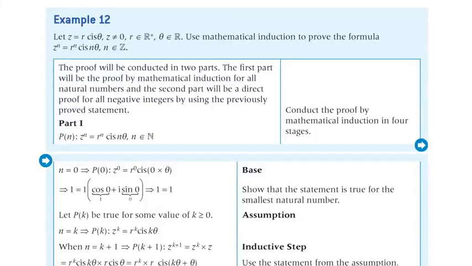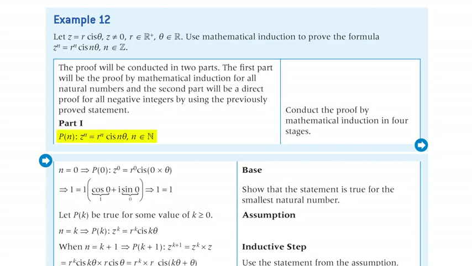This formula works for all integer values of n, so the proof will be conducted in two parts. The first will be the proof by mathematical induction for all natural numbers. The second part will be a direct proof by using the previously proved statement.